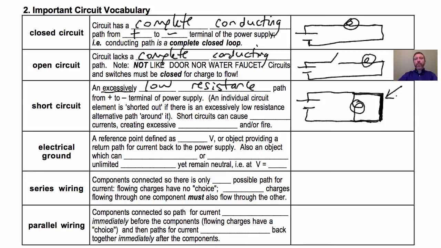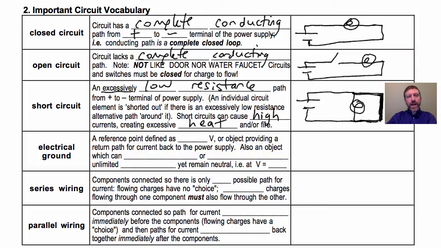Short circuits are problematic because they can cause very high currents with very low resistance. Using Ohm's law, you can tell that the current will be very high, and this can create excessive heat and/or fire. So you really don't want a short circuit, and a fuse is there in case there is a short circuit. A fuse will melt, opening the circuit.